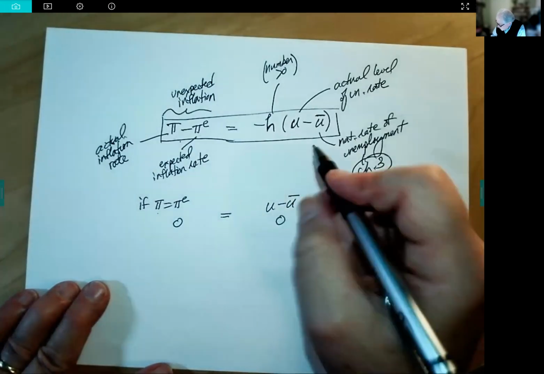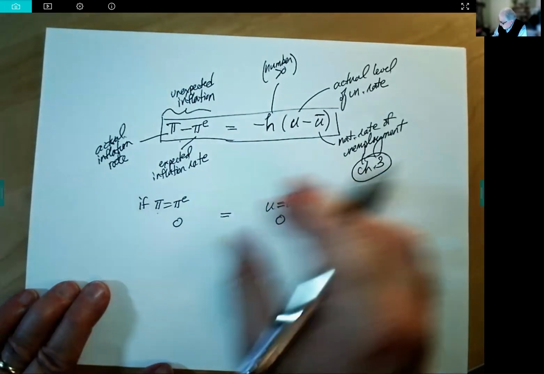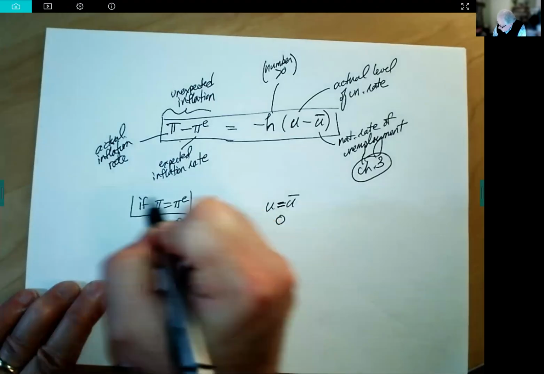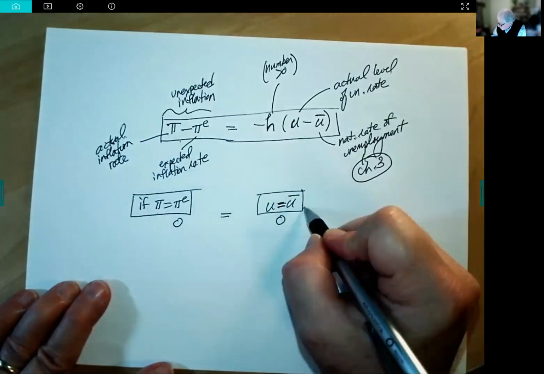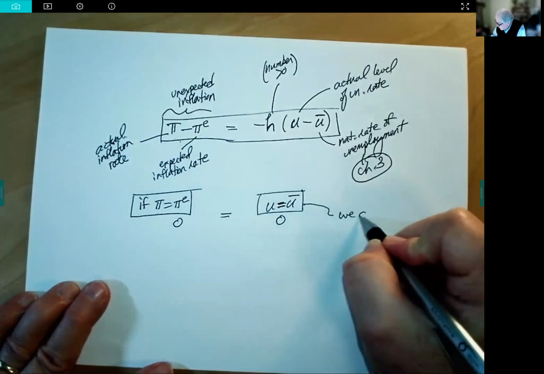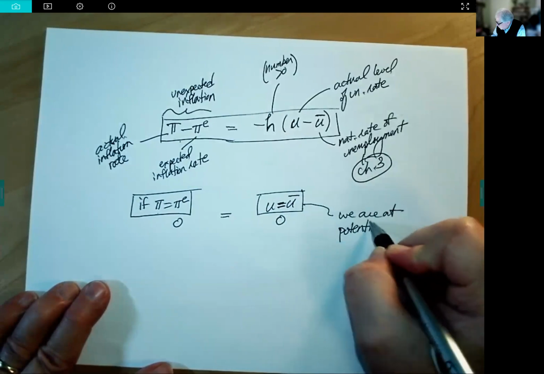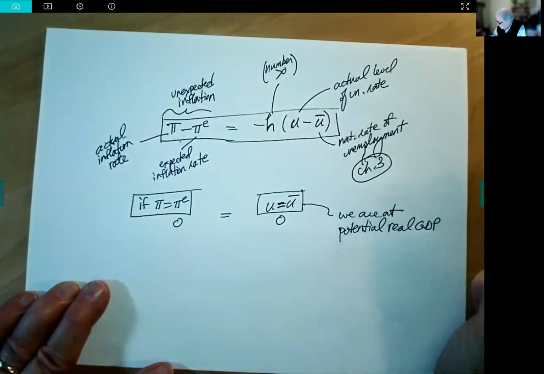So, equals that, sorry. Right? So both sides of the equal sign are 0 then. So if the unemployment rate equals the natural rate, it means we are at potential real GDP.